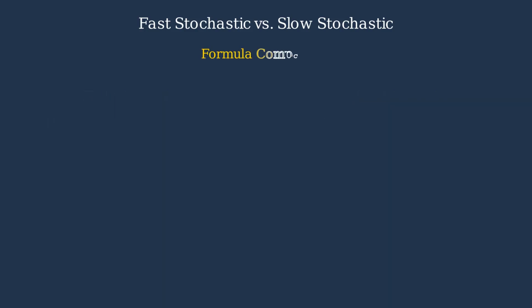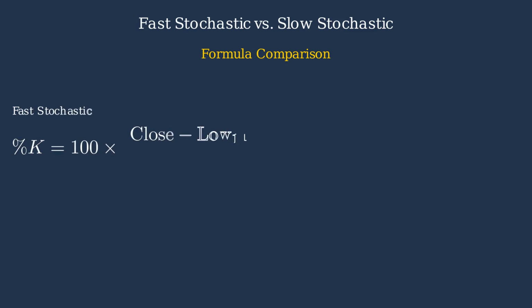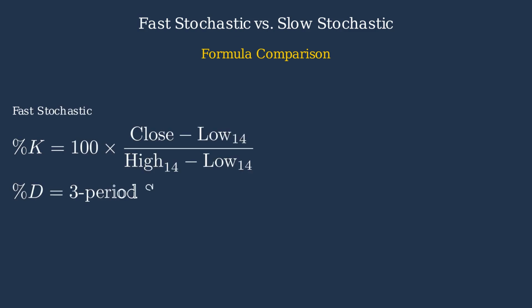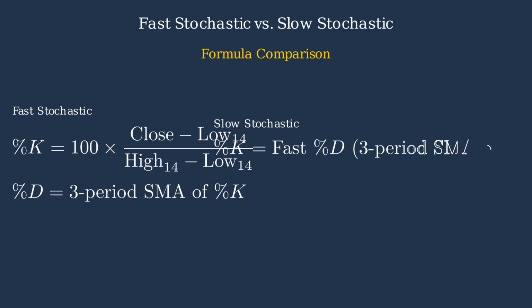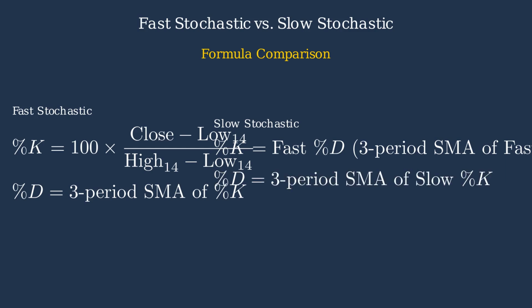Now let's examine the formulas that define both types of stochastic indicators. The fast stochastic consists of the raw %K line, which measures the current price relative to its range over a period, typically 14 days. The %D line is a 3-period simple moving average of %K. The slow stochastic uses the %D line from the fast stochastic as its %K line. It then calculates a new %D line as a 3-period simple moving average of this new %K. This creates an additional layer of smoothing.